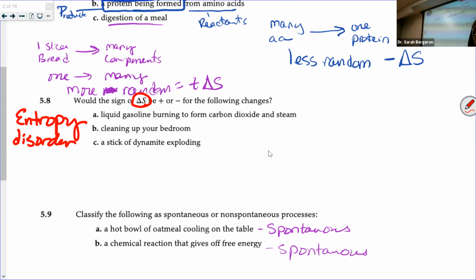It's like a constant battle against fighting your son to clean his room. You know, same thing. Okay.